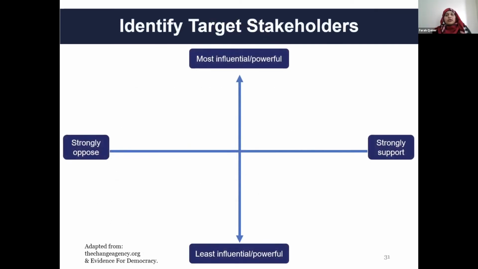So one tool that a lot of folks use, and I've adapted this from Change Agency and Evidence for Democracy, is kind of drawing out a power map of the target stakeholders who are involved with your issue. As you can see, the y-axis is kind of influence and power, with the most influential and powerful at the top. And then on the x-axis, you've got whether people strongly support or oppose. And you can kind of place people differently.